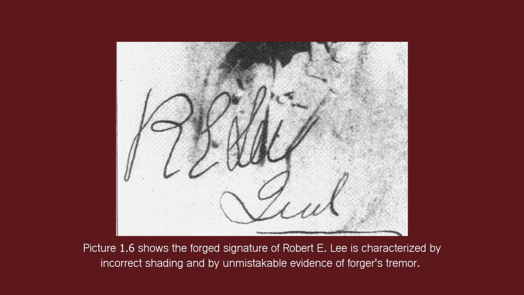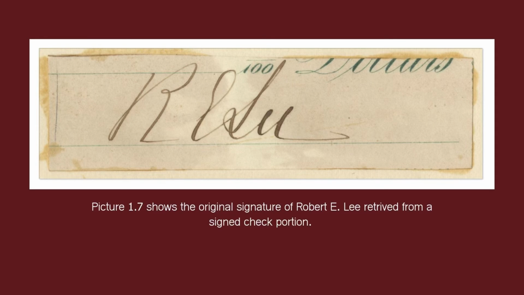Picture 1.6 shows the forged signature of Robert E. Lee, which is characterized by incorrect shading and also by unmistakable evidence of the forger's tremor. Picture 1.7 shows the original signature of Robert E. Lee, which was retrieved from a signed check portion which was being retrieved by one of the collectors.